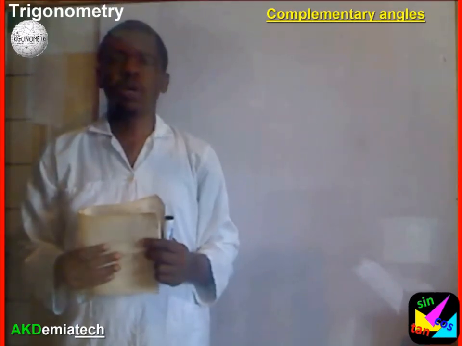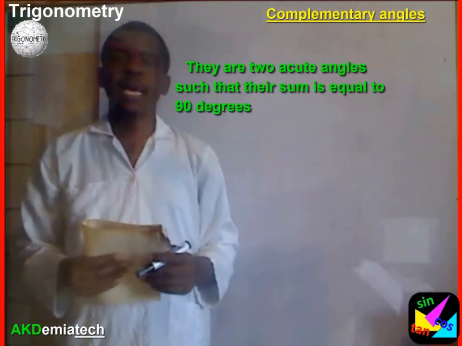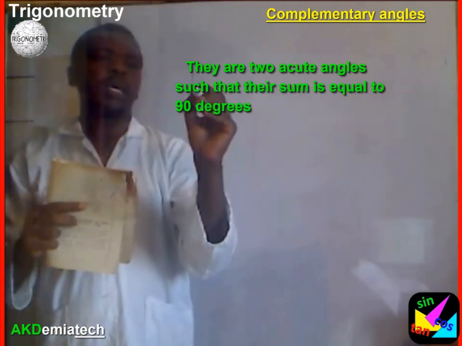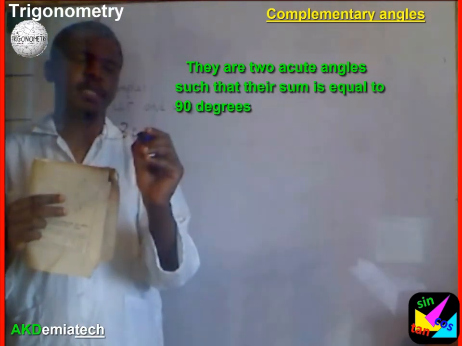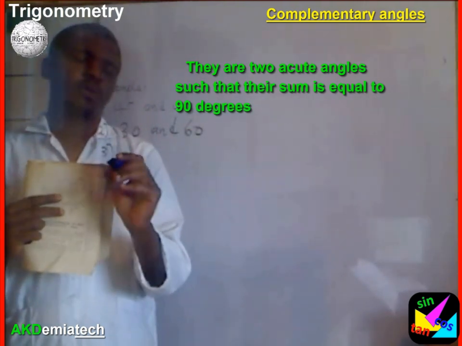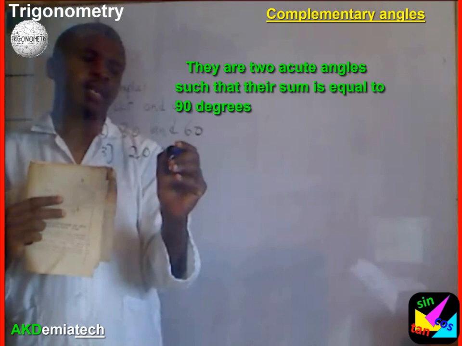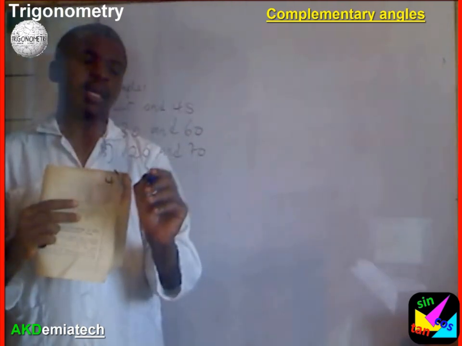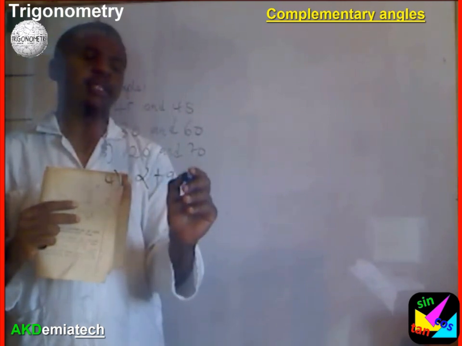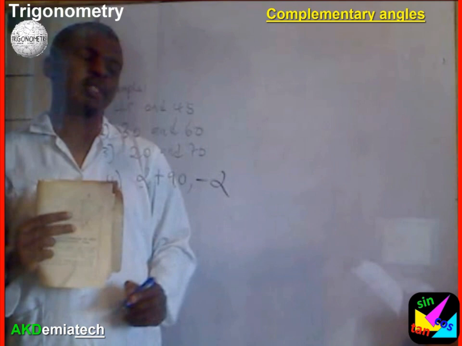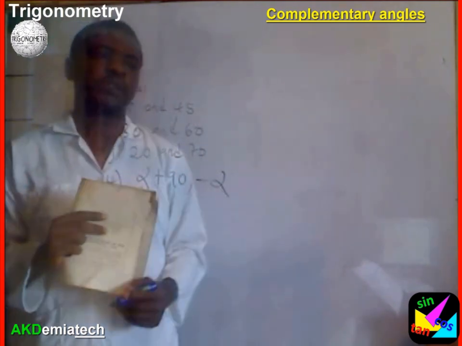Let's look at complementary angles. They are acute angles such that their sum is 90 degrees. Example, we have 30 and 60 degrees. We have 20 and 70 degrees. So we have alpha plus 90 minus alpha. If we add this, we have 90. So these are complementary angles.